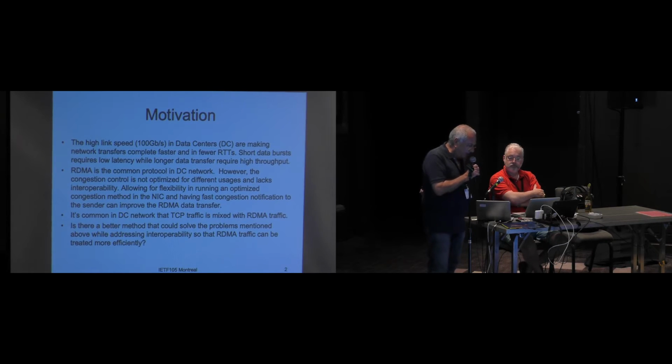Allowing for flexibility in running an optimized congestion method in the network interface card, and having fast congestion notification to the sender, can improve the RDMA data transfer. It's common in data center networks that TCP traffic is mixed with RDMA traffic and causes conflicts between priorities. And what we're saying is, is there a better method that could solve the problems mentioned above while addressing interoperability, so that RDMA traffic can be treated more efficiently?